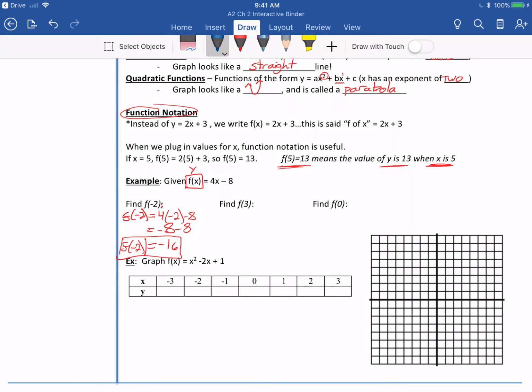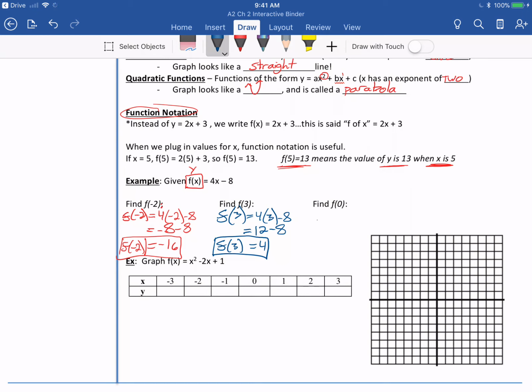All right, so as I keep on going here, f of 3 is what it asks for next. That one we just plug in 3. So f of 3 is equal to 4 times 3 minus 8. So 4 times 3 is 12, minus 8 is 4. So f of 3 is equal to 4. So that means when I plug in 3 for my x value, 4 shoots out.